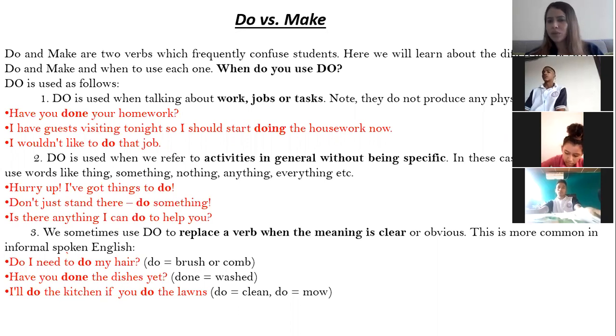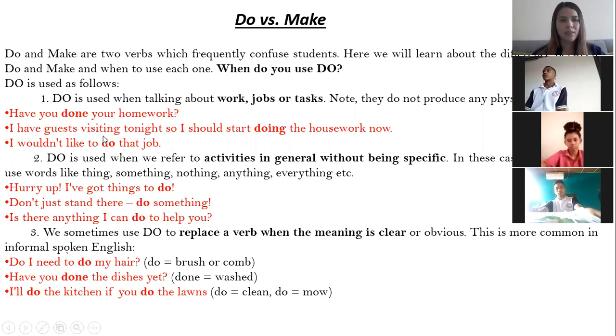When do you use do? Do is used as follows. One, do is used when talking about work. For example, do your homework, jobs, or tasks. Trabajos, lo utilizamos para hablar sobre trabajos y tareas. Not, they do not produce any physical object. No para decir que hacemos algo físico o algún objeto. Have you done your homework? ¿Has hecho tu tarea?